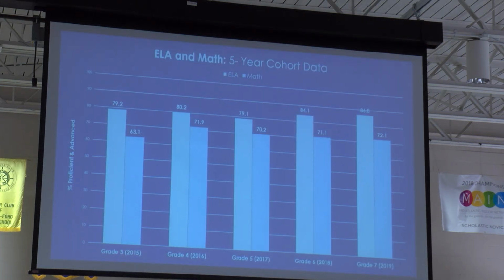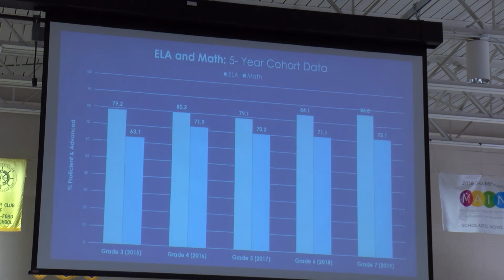In reviewing this data, this represents both ELA and math 5-year cohort data. If you look on the left side, you'll see grade 3 starting in 2015, and that moves all the way up to grade 7 in 2019. In reviewing previous presentations, one of the areas that I've heard is important to the board is understanding how the cohort data looks. So that's what this slide represents.